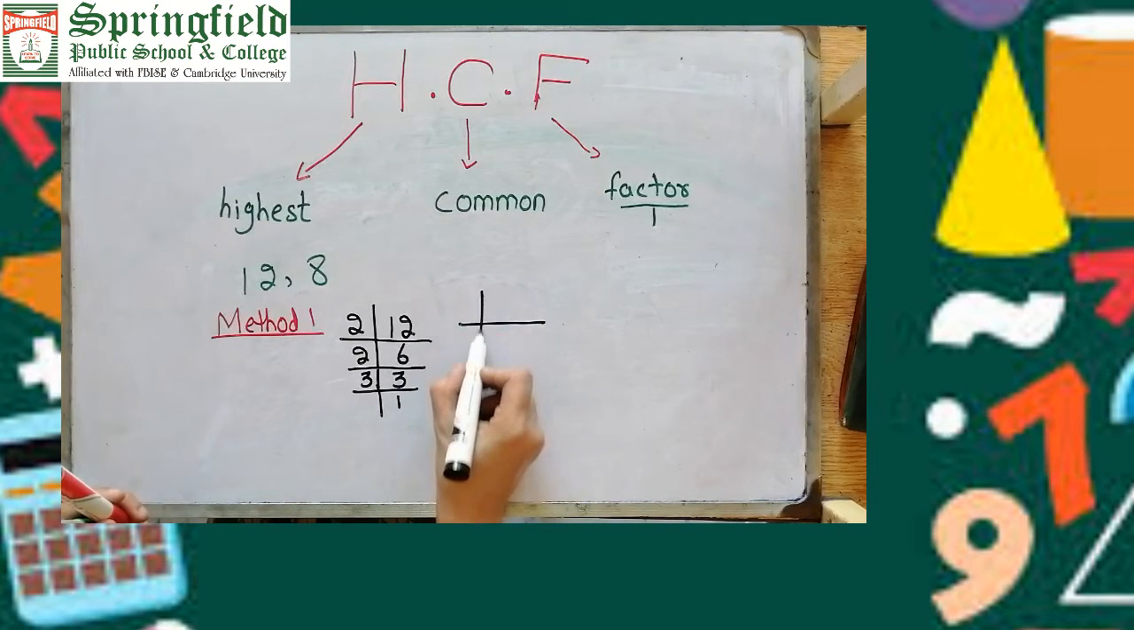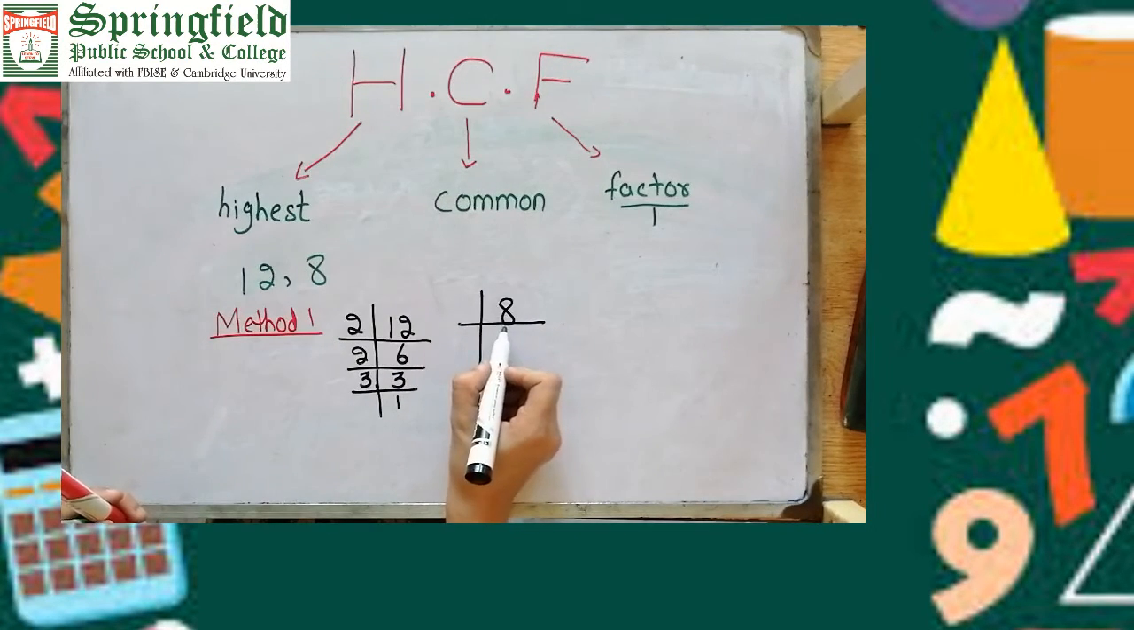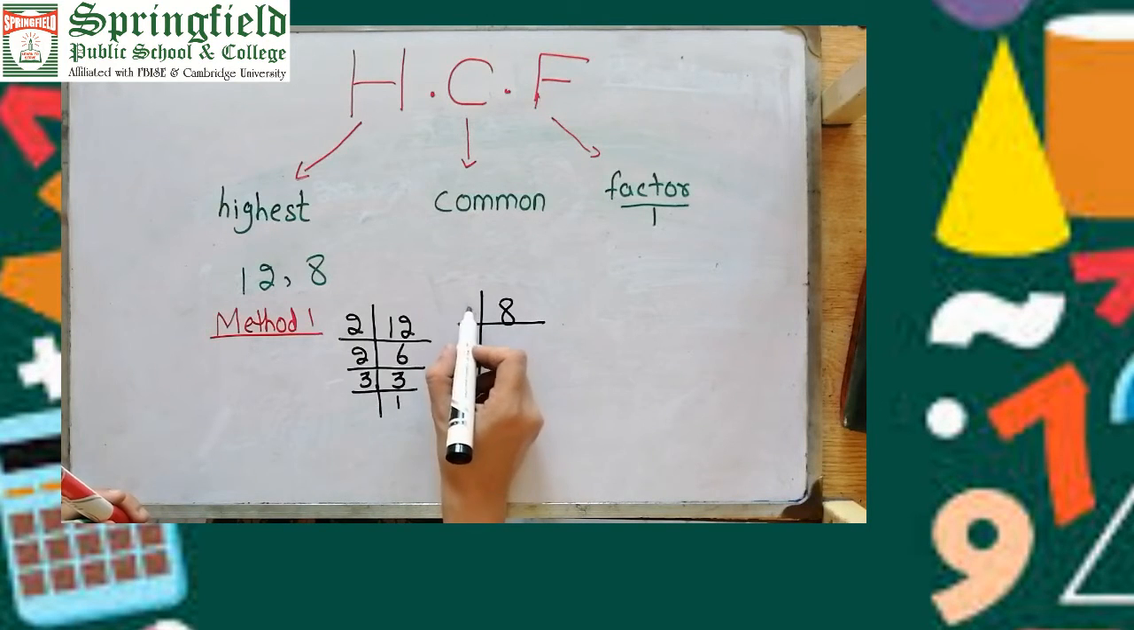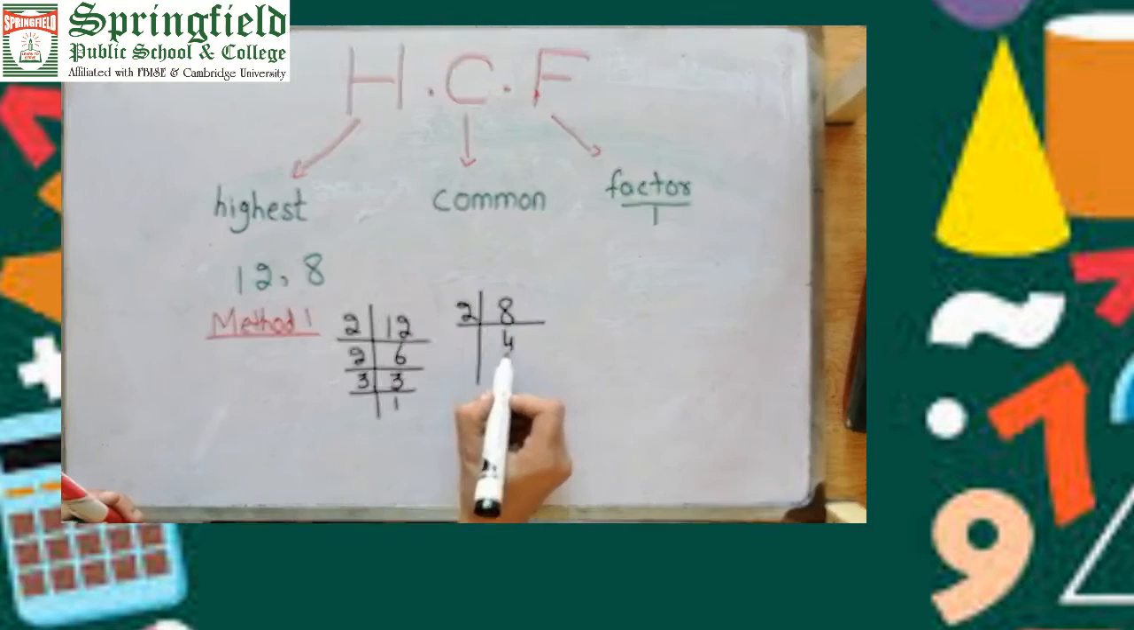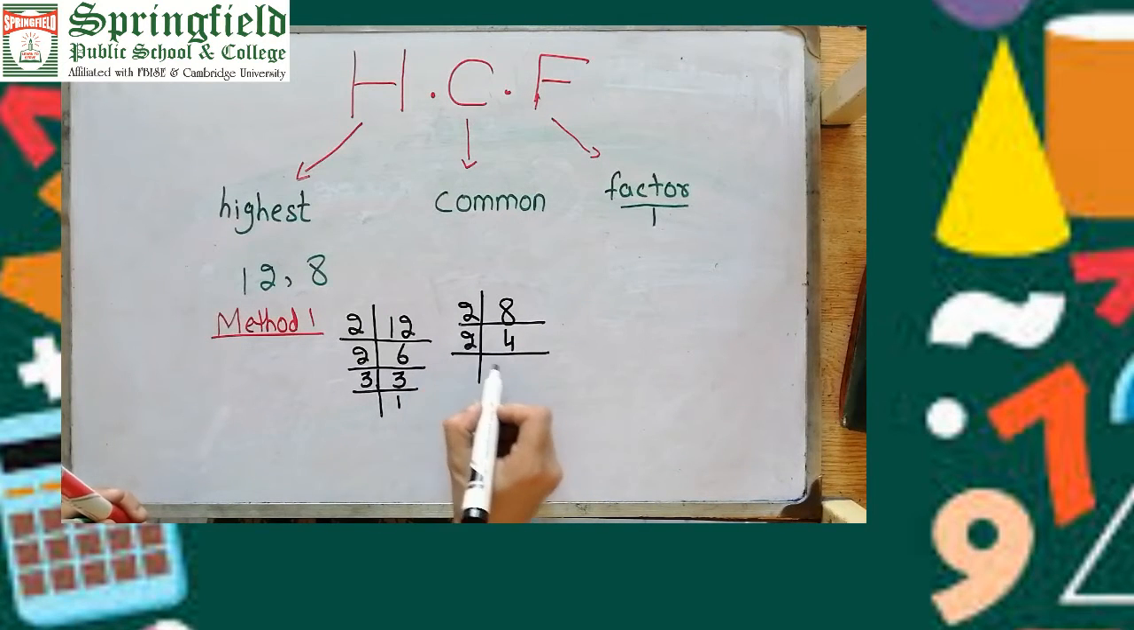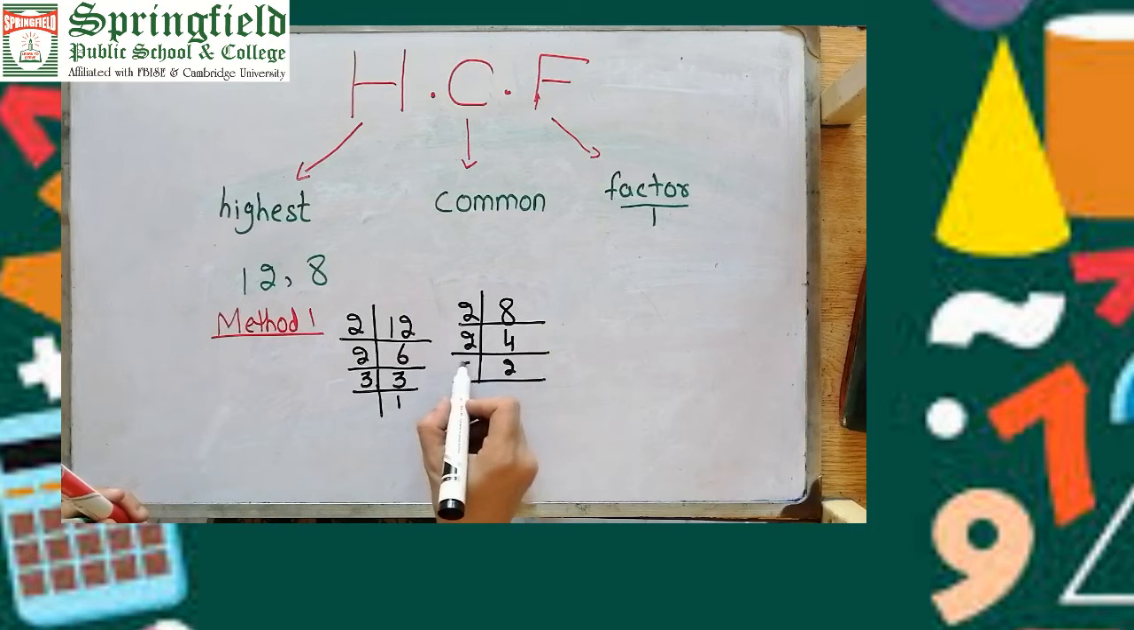Now find out the factors of 8. 8 is even. It means 8 can be divided by the table of 2. So 2 fours are 8, 2 twos are 4 and 2 ones are 2. So there are three factors of 8.